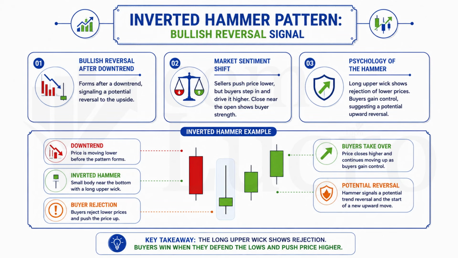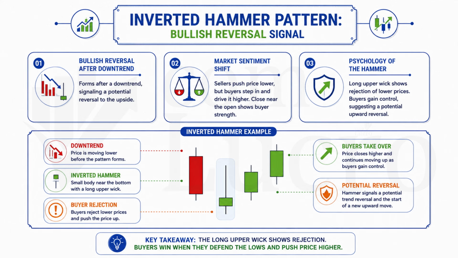Now the inverted hammer. Like the traditional hammer, it signals a potential reversal to the upside and usually forms after a downtrend. But its shape is different. It looks like an upside-down hammer with a small body at the bottom and a long upper wick. The psychology is slightly different, but just as important.